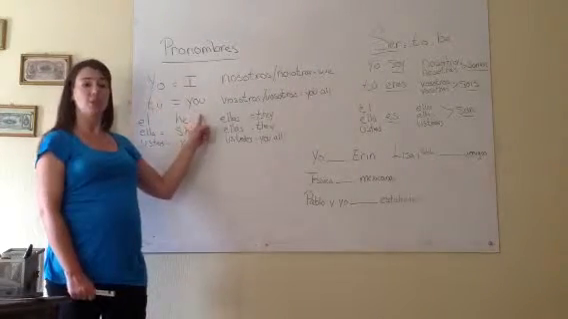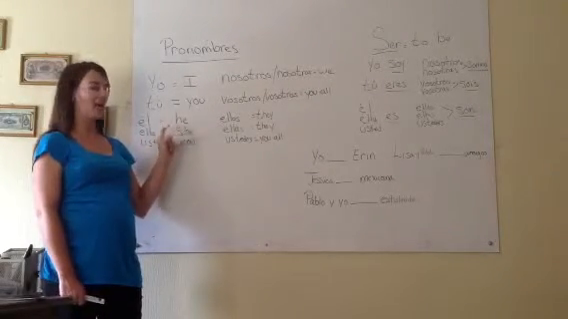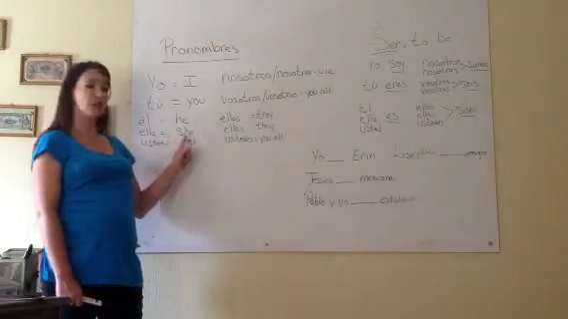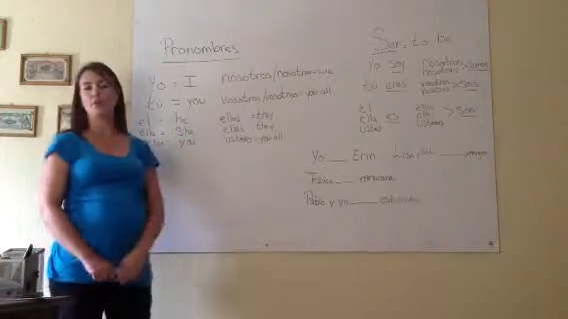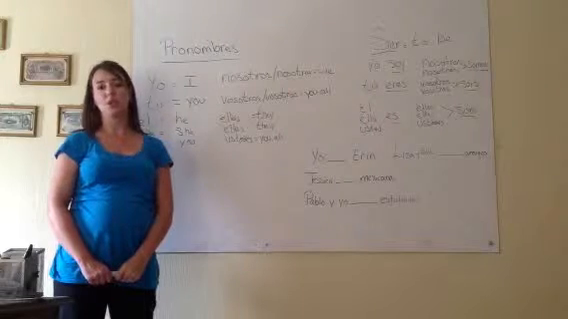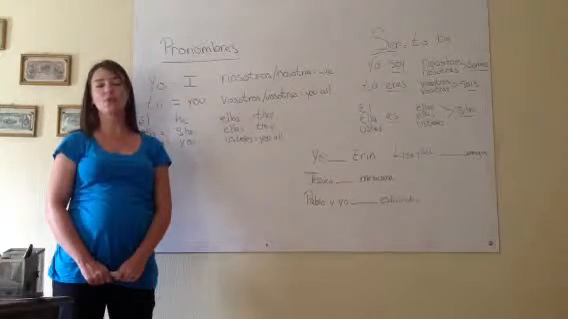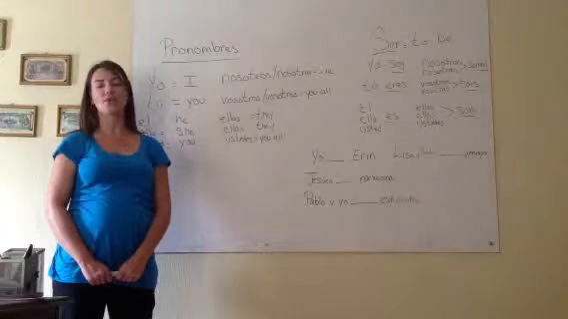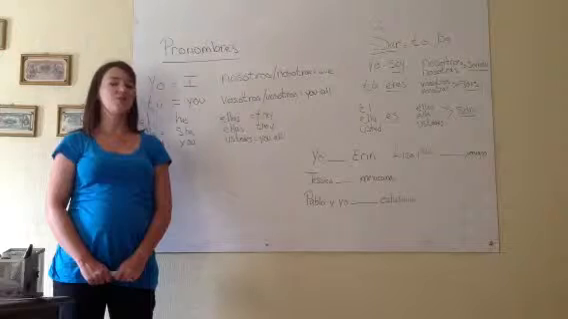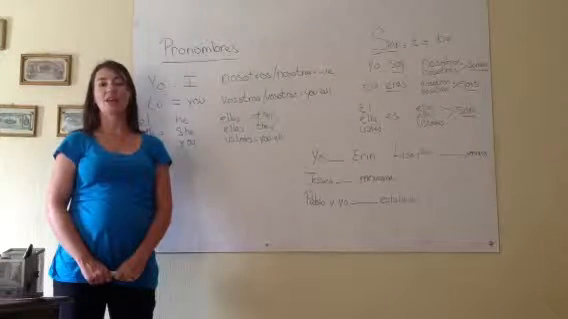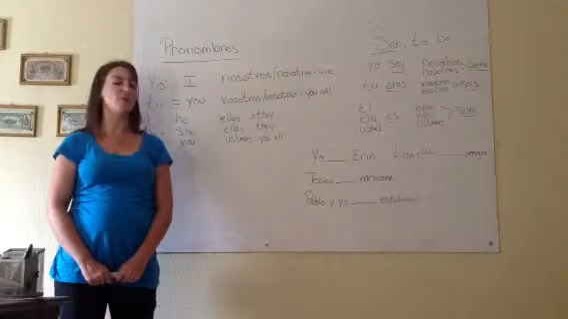Tú means you. Él means he. Ella means she. And usted means you. You'll notice that there's two ways to say you in Spanish. One, you would use in informal situations with family or friends or people that you know very well. Usted is a way to say you that has a lot of respect that you might use with your boss or people that you don't know very well.